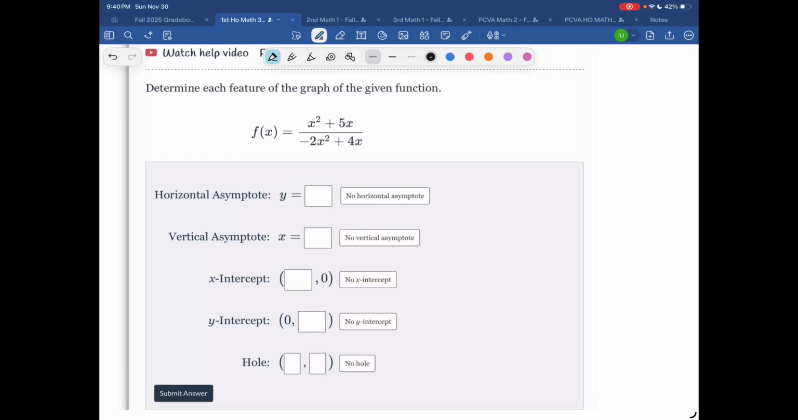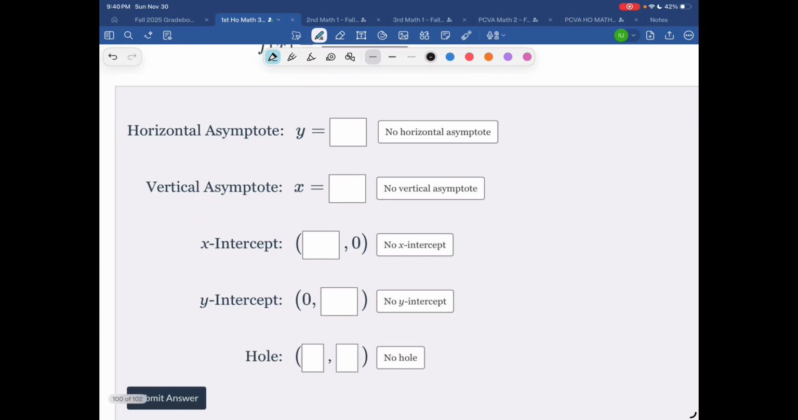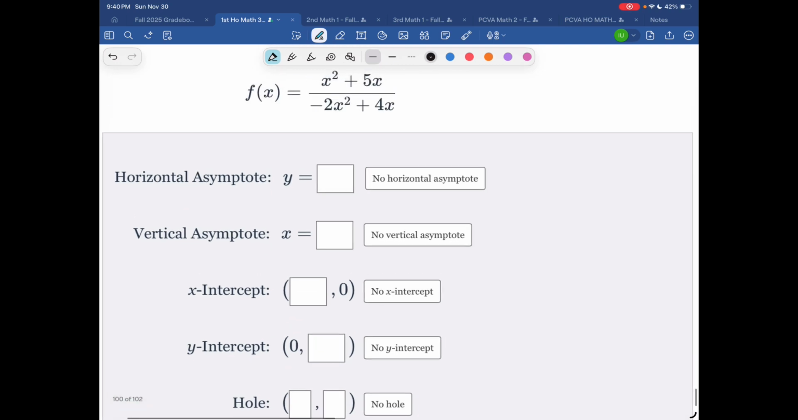All right, so just to kind of give you a little walkthrough and some help on the Deltamath, we're going to look at the key features that we talked about previously. As always, these are listed. Some of them are not in the same order that we've always done, but it's okay. You don't have to necessarily answer them in the order that they're listed.